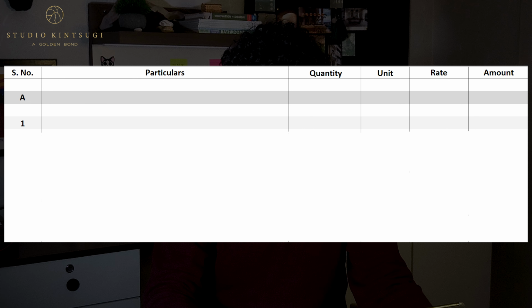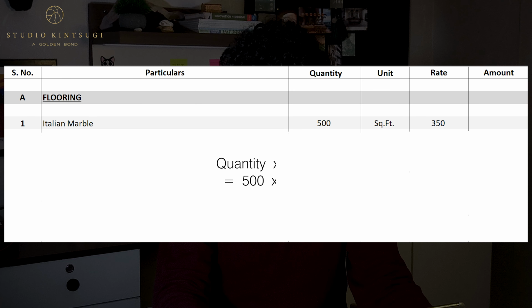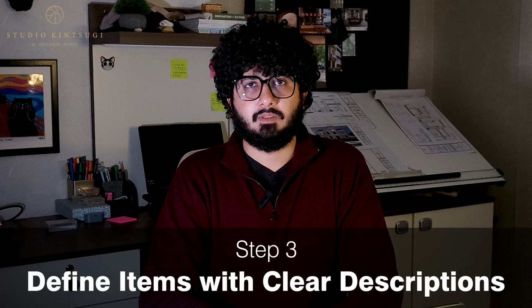Let's see how these items are displayed in the BOQ. For example, let's take up flooring here. So we'll first of all specify the item name, which is Italian marble flooring. Then we'll specify the quantity, which is 500. Then the unit of that quantity, which is square feet in this particular case. Then the rate, which is 350 rupees per square feet. And hence we calculate the total cost, which is quantity multiplied by rate, which comes out to be 1,75,000 rupees.